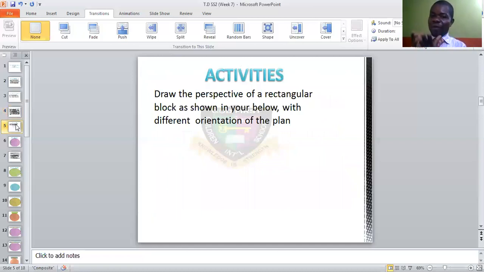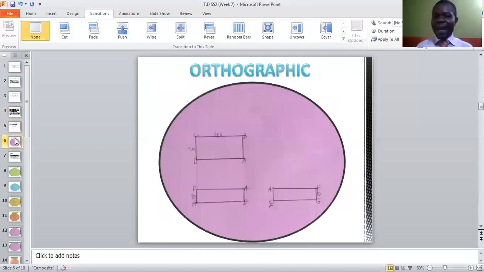Draw the perspective of a rectangular block as shown below with free orientation, or different orientation of the plan. That is, what we mean is this. We want the orientation of the plan to go a different way. You know what a plan is now. This is an orthographic drawing. And if this is the plan, this is the front view and this is the end view.